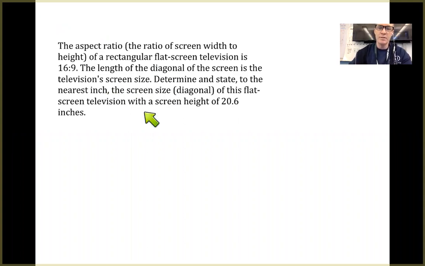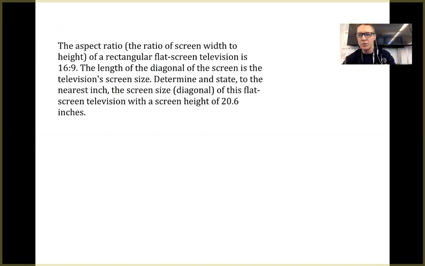height of 20.6. I'm actually sitting here in the science lab right now, and there's a flat screen right behind me. I don't know if you can see it, but here we have the width and the height, and how they sell them is they sell them by the diagonal. I'll show you that again in a sec, but let's take a look at this problem together.